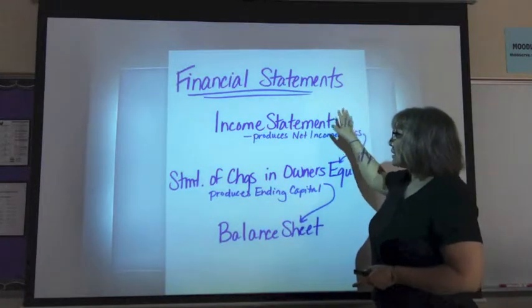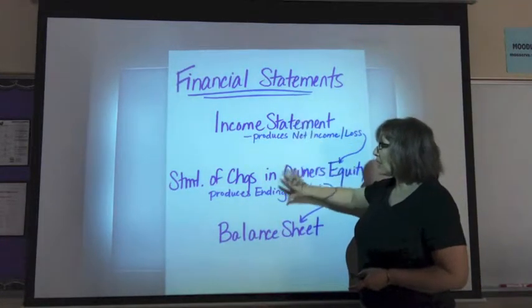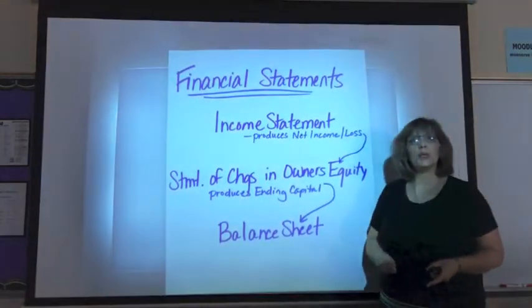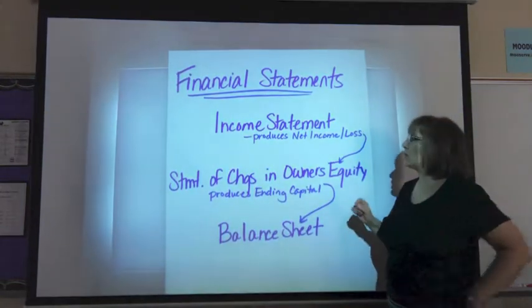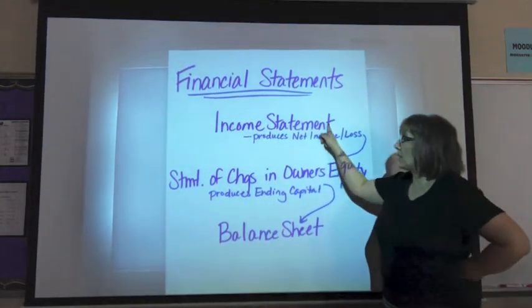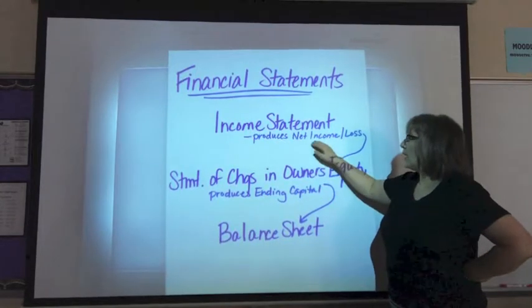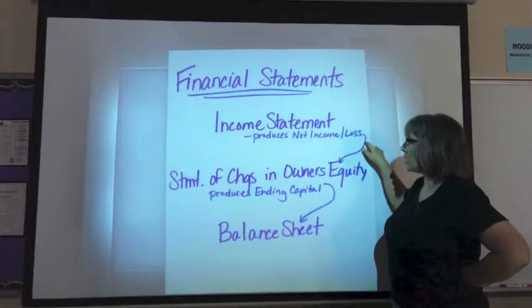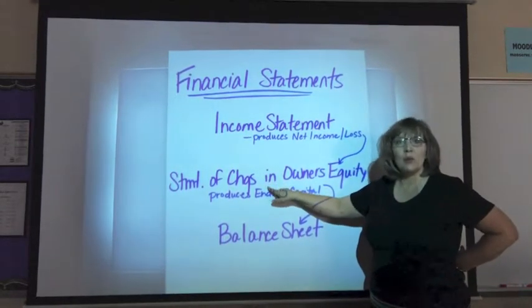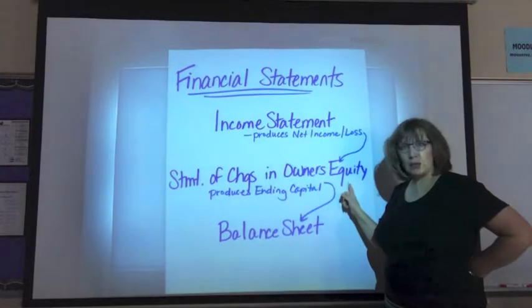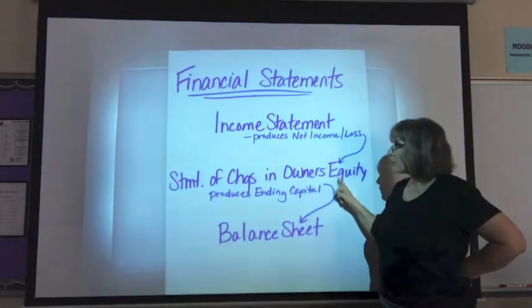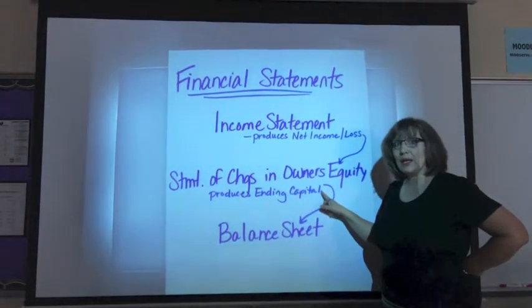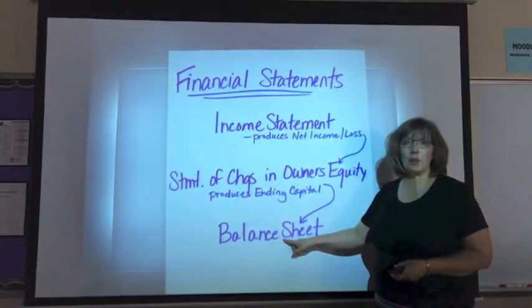The financial statements, there's 3 of them. There's an income statement, a statement of changes in owner's equity, and a balance sheet. And we need to complete them in this order for this reason. When we produce the income statement, it will tell us what our net income or our net loss is. We're then going to take that net income or net loss, and we're going to use it when we prepare the statement of changes in owner's equity. The statement of changes in owner's equity is going to produce our ending capital, and we need that ending capital in order to create our balance sheet.